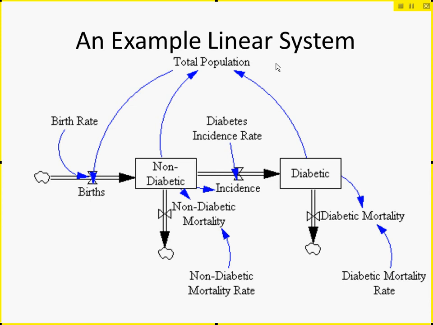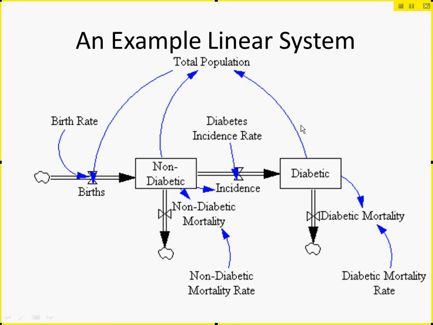Non-diabetics to incidence. As the number of non-diabetics goes up, does incidence tend to go up? So we know that the number of cases per year, does it tend to go up or down as the number of non-diabetics goes up? Up. And as the incidence goes up, as the number of cases per year goes up, does the number of non-diabetics go up or down? Down. So there's a negative feedback involving this guy here. So there's negative feedbacks here.